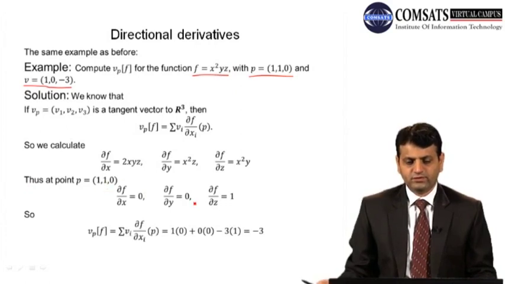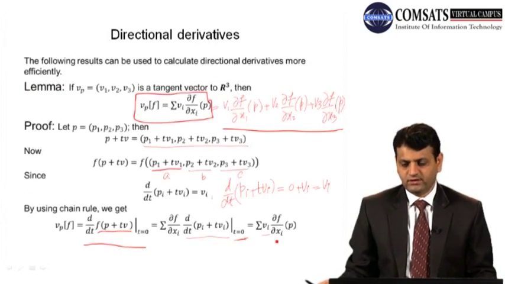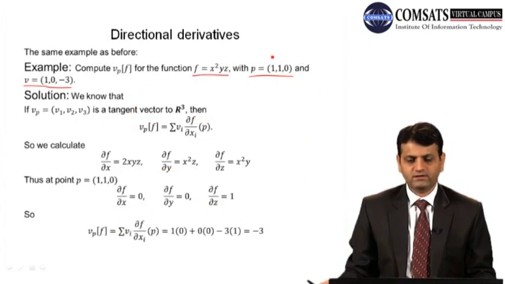And now we want to calculate the values of partial derivatives at point P. According to the formula, we need to calculate the values of partial f by partial xi's, or in this case partial f by partial x, partial f by partial y, and partial f by partial z at point P. And what is point P in this case? It's 1 1 0. So we need to calculate the value of this partial derivative at point 1 1 0.